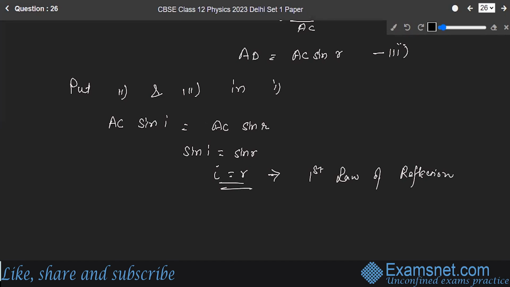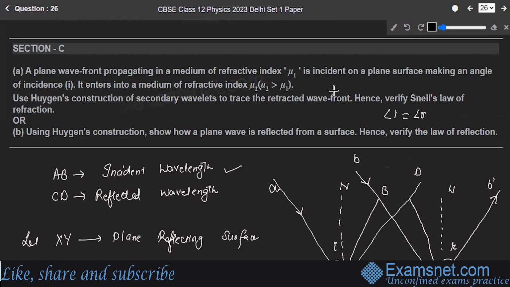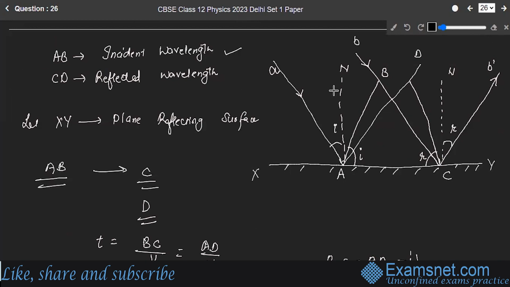Now the second law. From the figure, we find that the incident ray, reflected ray, and the normal all lie in the same plane. So this is your second law of reflection. We'll get clear with this. So let's move to the next question then.